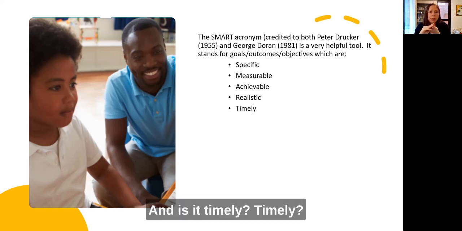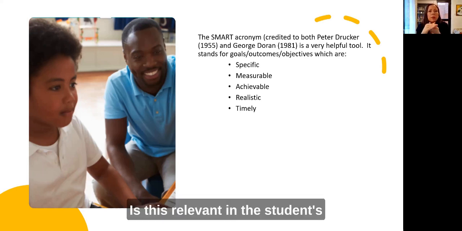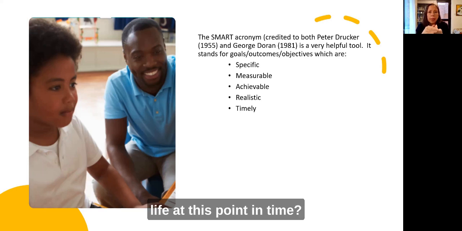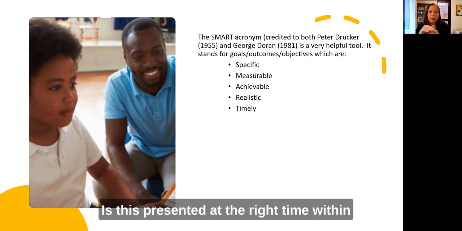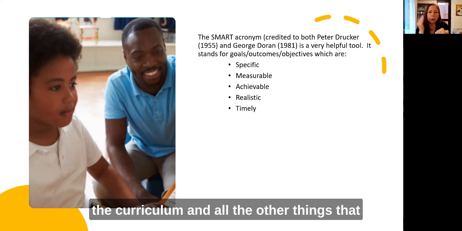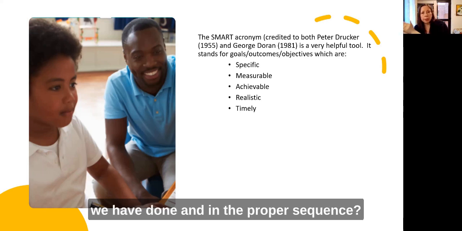And is it timely? Is this relevant in the student's life at this point in time? Is this presented at the right time within the curriculum and all the other things that we have done, and in the proper sequence?